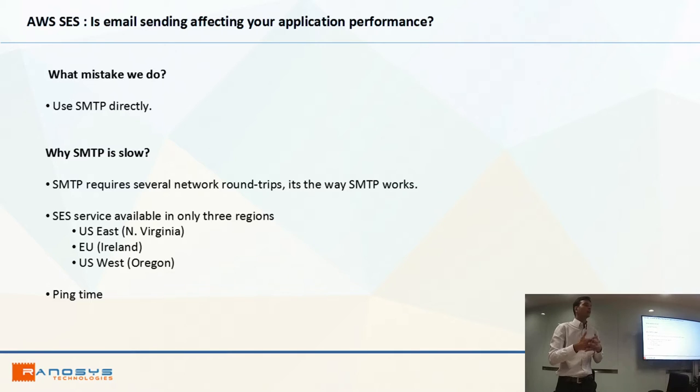The major problem is that the SES service is available only in three regions: North Virginia, Ireland, and Oregon, and we are in Singapore. We prefer to host our website in the Singapore region. So we are hosting our website in the Singapore region, our EC2 is running in the Singapore region, and SES is in North Virginia. So the latency will be much higher. In that case, it can take 1.5 to 2 seconds to get the response, and that is more than enough. So in that case, your application will be slow.